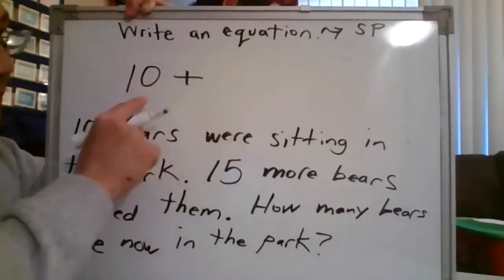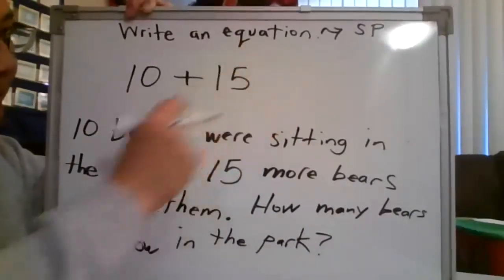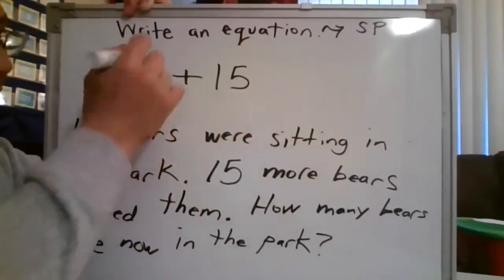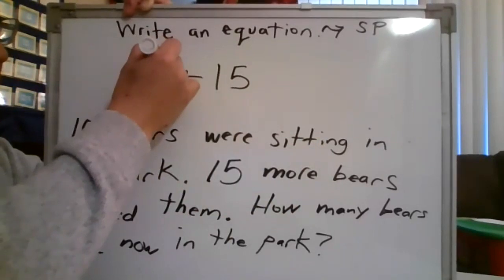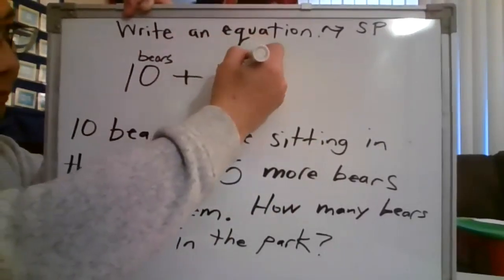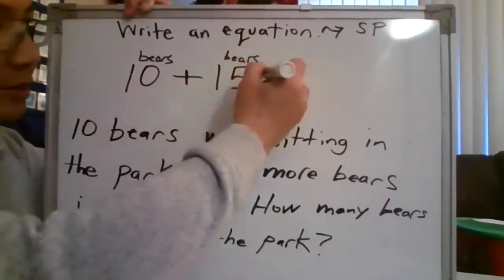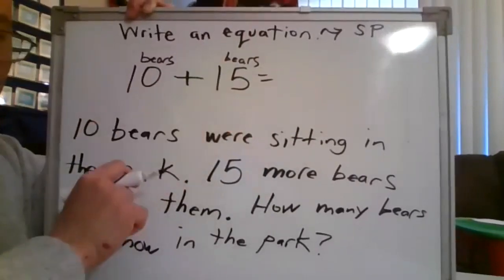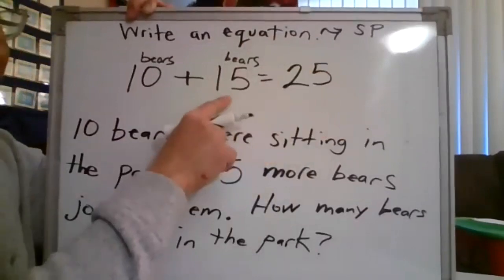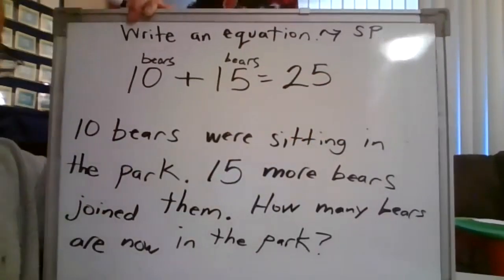I make my addition sign. How many bears joined them? 15. 10 bears were sitting in the park. There's my 10. 15 more bears joined them. How many bears are now in the park? 25. And I can just add. 15 plus 10 is 25. Let's practice some more.